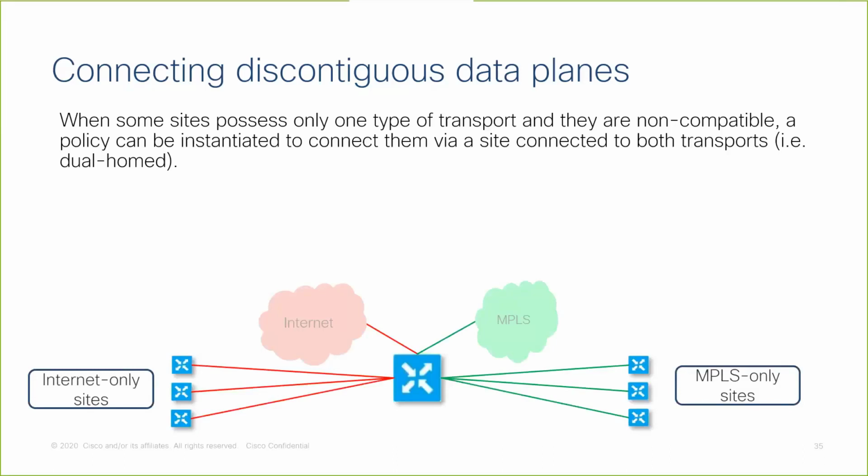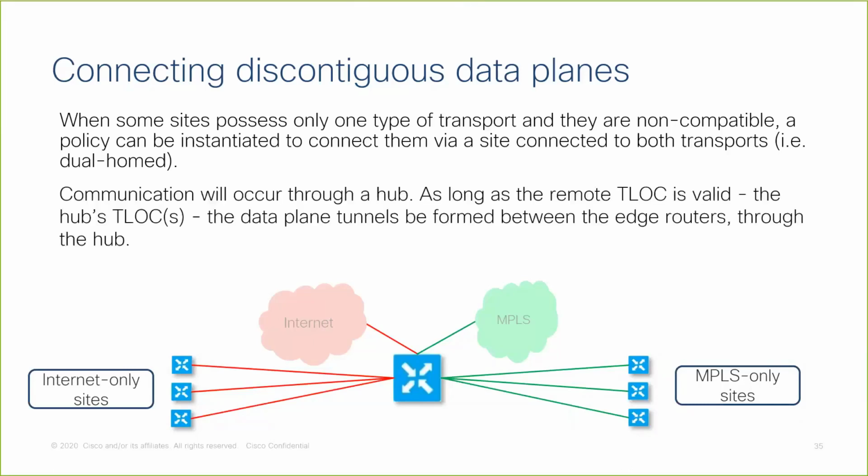So we'll just pick one device. Of course, it needs to be beefy. So one device with higher capabilities, and it will be connected to both of the transports, being internet and MPLS, and then this device would be the bridge. So the communication will occur through this hub we have designated because it's the only device with, said in another way, one foot in each one of the transports. The data plane tunnels will be formed between the edge devices, but how? They will simply go over the hub.